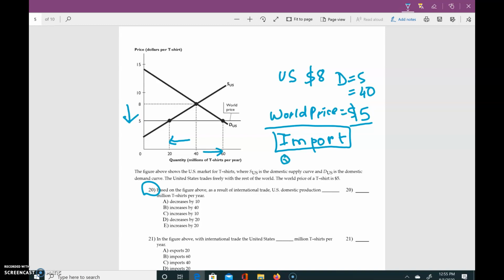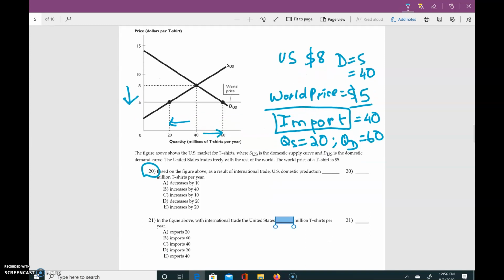The quantity supplied goes down from 40 to 20. The quantity demanded goes up from 40 to 60. And the difference between 60 and 20 is what the US needs to import, which is equal to 40 units. So the import is basically equal to 40 units.